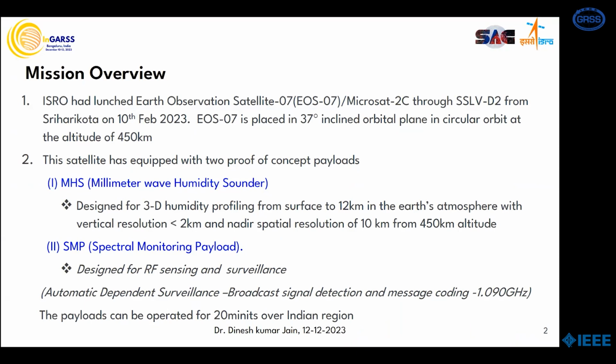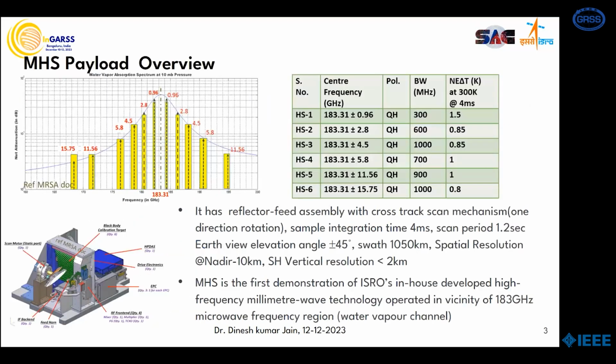It is equipped with two payloads, namely the millimeter wave humidity sounder for 3D humidity profiling over the Earth's surface up to 12 km. The other one is a spectral monitoring payload, which is designed for RF sensing and surveillance. This presentation is limited to the data processing element corresponding to MHS data products only. The millimeter wave humidity sounder payload is a 6-channel total power radiometer system operated in the vicinity of the 183 GHz microwave frequency region. It is a water vapor absorption channel.